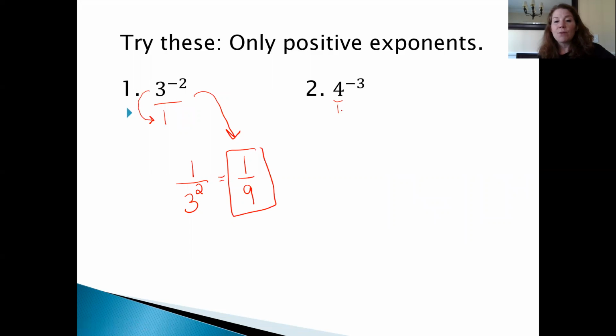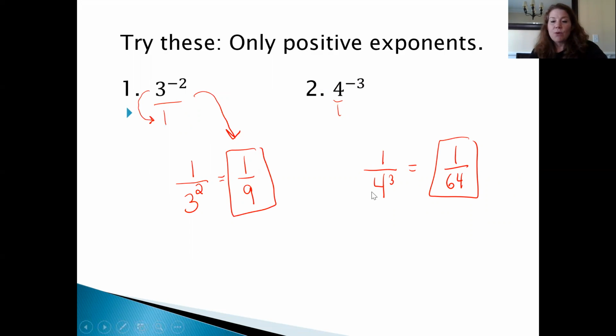All right, 4 over 1. I'm going to flip it over the line, bring it down here. There can be nothing in the numerator. We have to write a 1. And I know that 4 to the 3rd power is 64. So we've simplified it with only positive exponents, or we even went a step further and simplified it all the way.